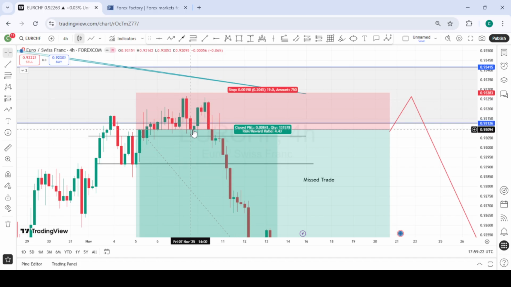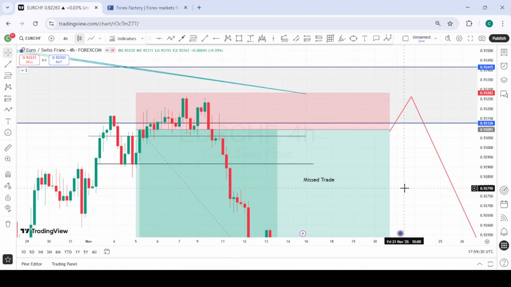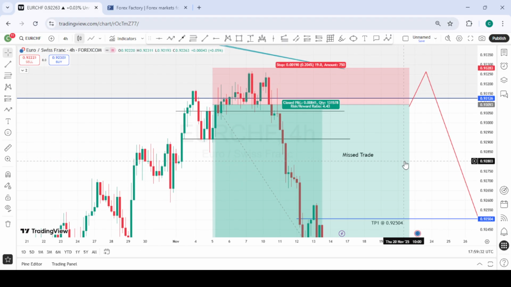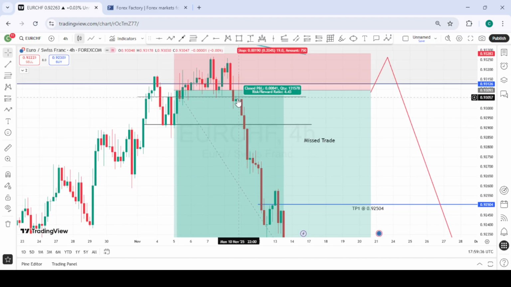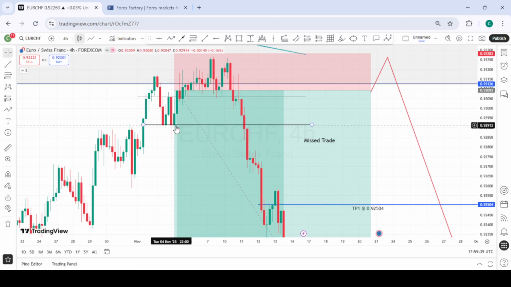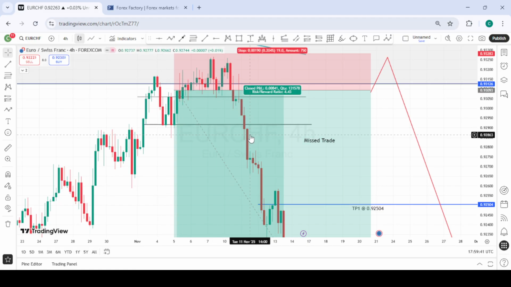Price broke the neckline and later came back for a retest with this wick. So this wick would have been the actual first entry for this trade for us to sell to the downside. What we're waiting for after this formation was, we're expecting price to break this daily structural low to give us a confirmation, like a structural shift from a daily perspective.